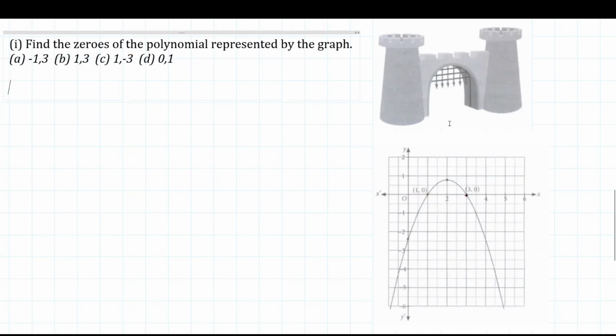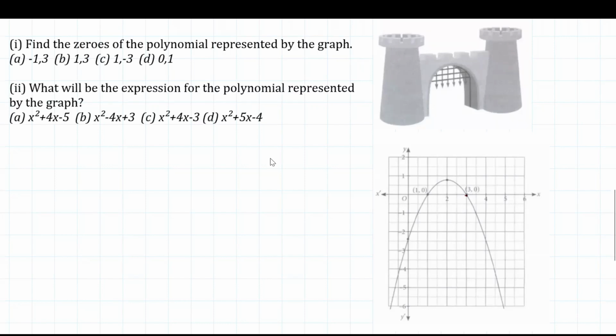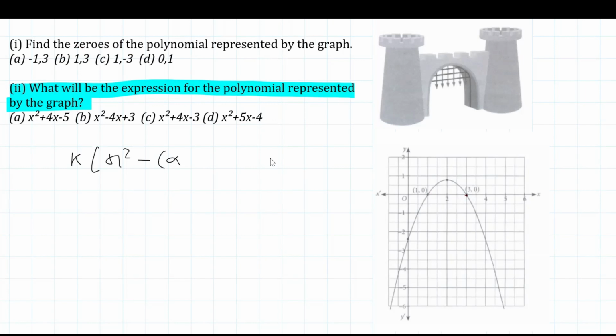Now coming to the next question, question number 2, the second part. It asks what will be the expression of the polynomial represented by this graph. For that we have to remember the standard formula for framing a polynomial. It is x square minus the sum of the zeros, alpha and beta generally, multiplied by x, plus the product of the zeros. As the zeros are alpha and beta, the product of the zeros will be alpha beta.